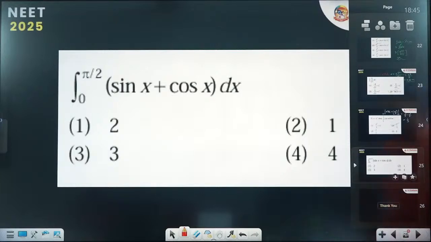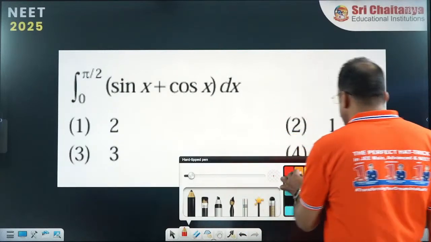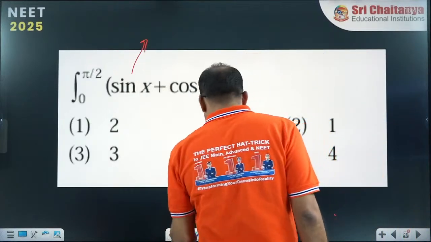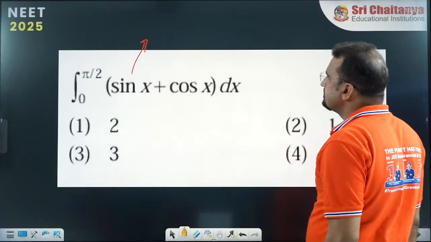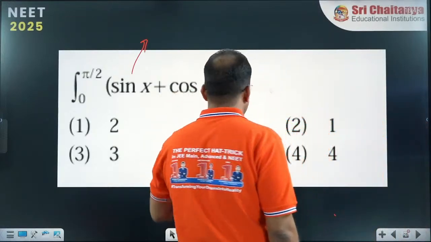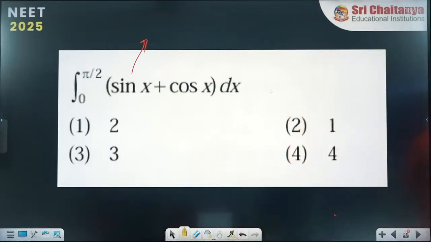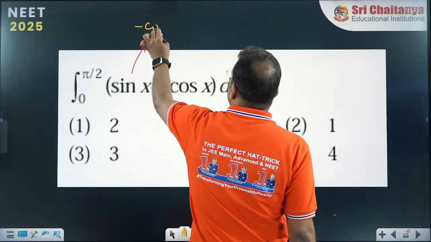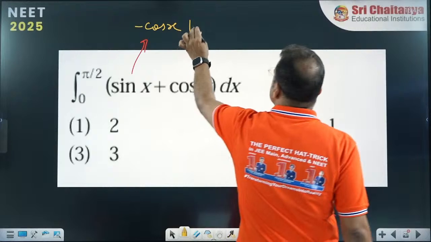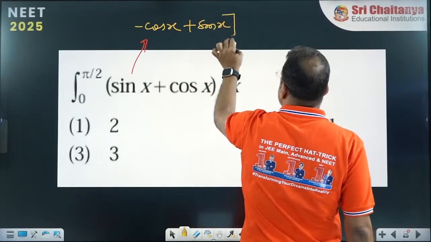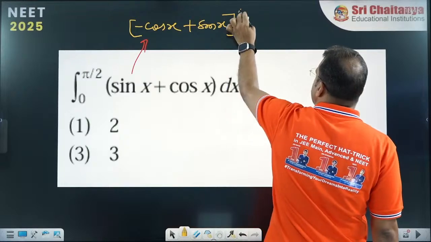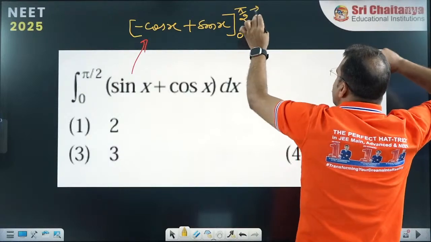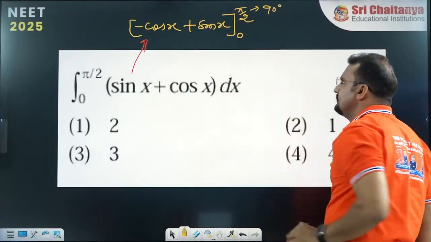I think that is your home assignment, or we will do that. Okay, do it right now only, because this is a little bit of a standard question. What is the answer? Do it fast. 0 to pi by 2 sin x plus cos x dx. What is the integration of sin x? Again confusing. Sin x integration means minus cos x. Then cos x integration means sin x. And the next part is limits, very important. 0 to pi by 2. If students are confused, 0 means 0, pi by 2 means 90 degrees. I think you know that.